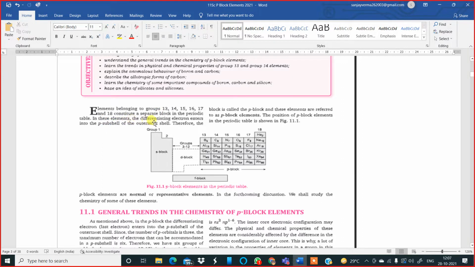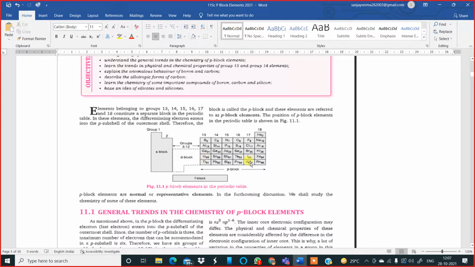In these elements, the differentiating electrons enter the p subshell of the outermost shell. Therefore, the block is called the p block, and these elements are referred to as p block elements. Now, the position of p block elements is shown over here.